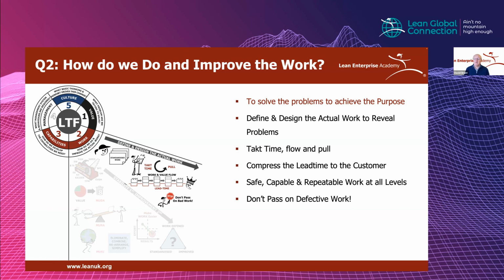Work is done at different levels, from individual and standardized work level through to value streams, through to end-to-end flow. And at each level, the work needs to be defined and designed with respect to meeting the takt time at the pull of the customer to compress the lead time. Wherever possible, the process should be designed to not make and pass on bad work or defects, but to stop and call for help.